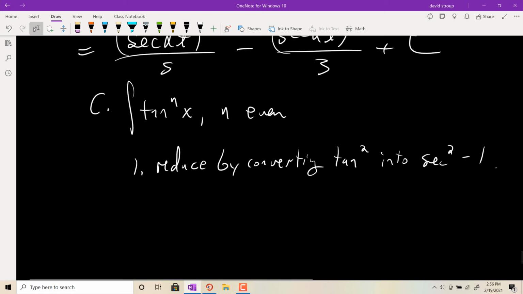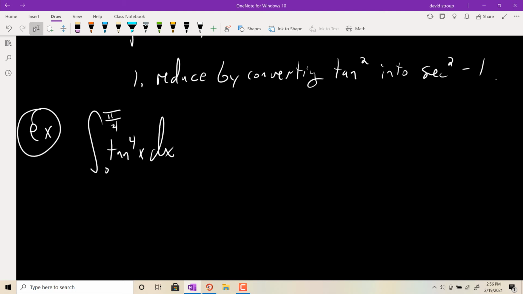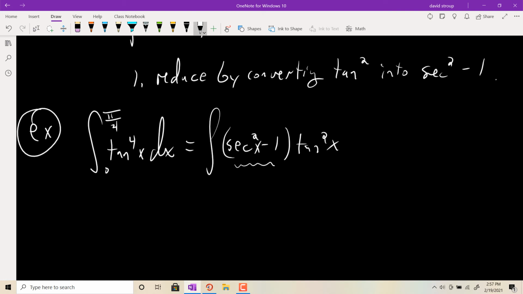Okay, so let's take a look at one of those. And we'll actually do one where we evaluate the expression. So 0 to pi over 4, and we're dealing with tan to the 4th x dx. Our integral, we're going to rewrite as secant squared x minus 1 times tan squared. Because this thing is really just tan squared, and if you go tan squared times tan squared, you get back to tan to the 4th. Okay. So we can do that.